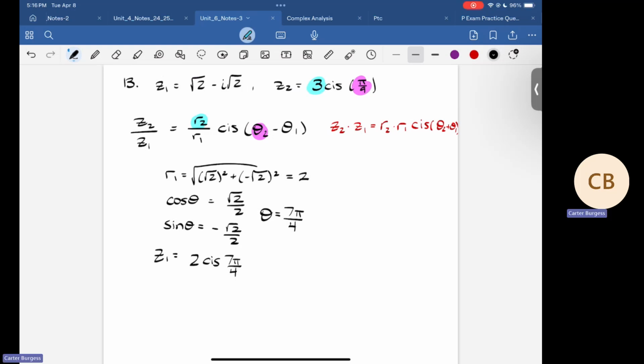So in this case, z2 divided by z1 is r2 over r1, cis of theta 2 minus theta 1.